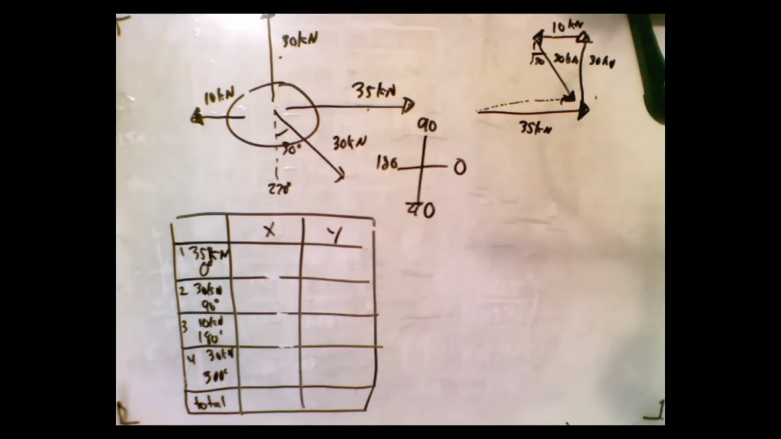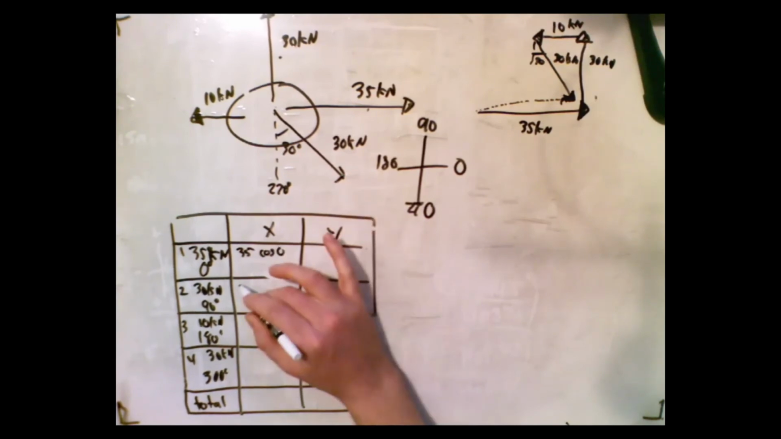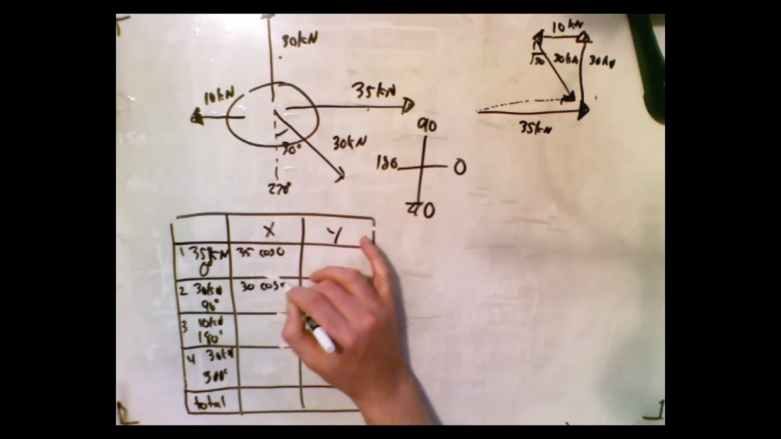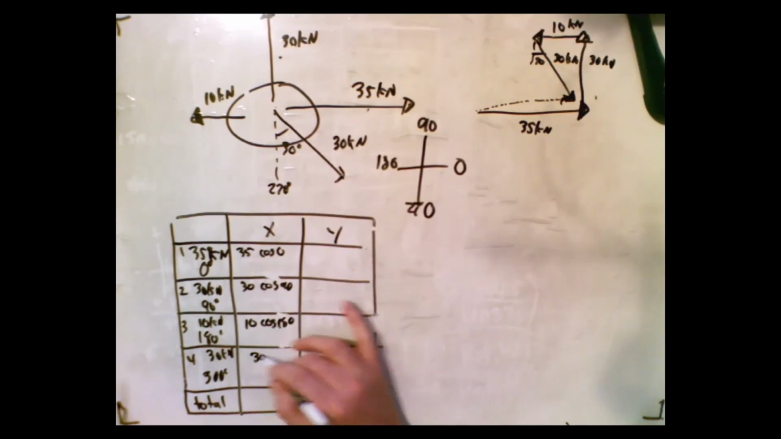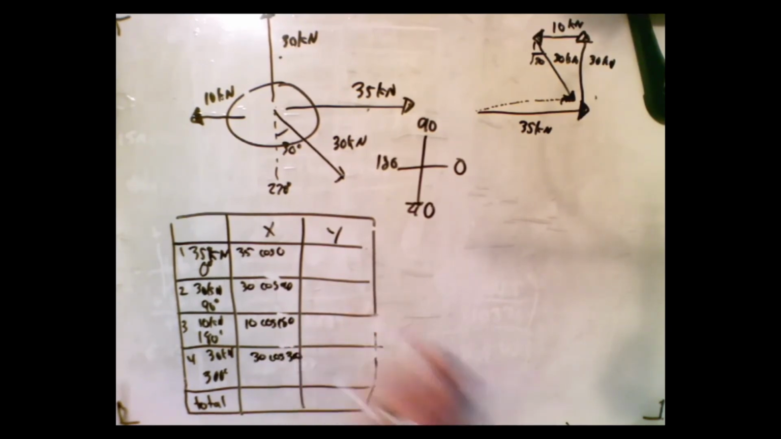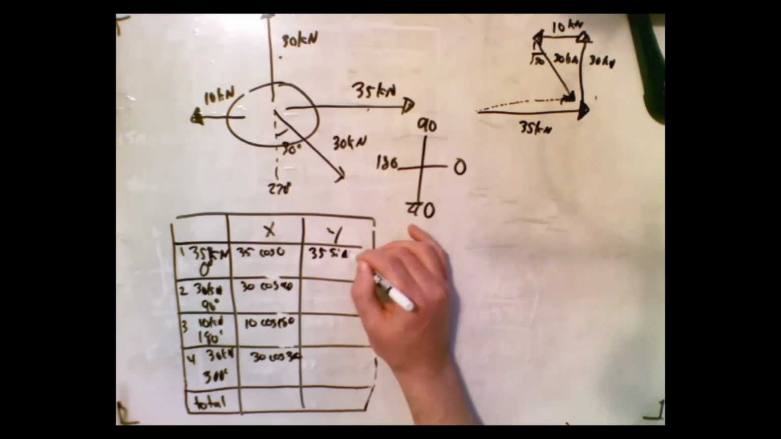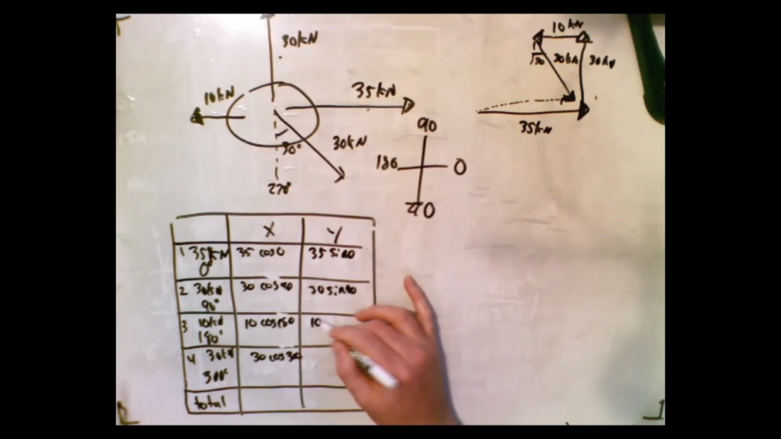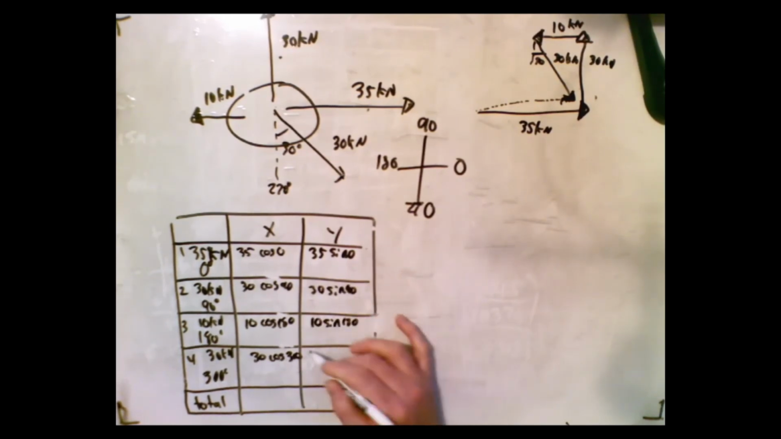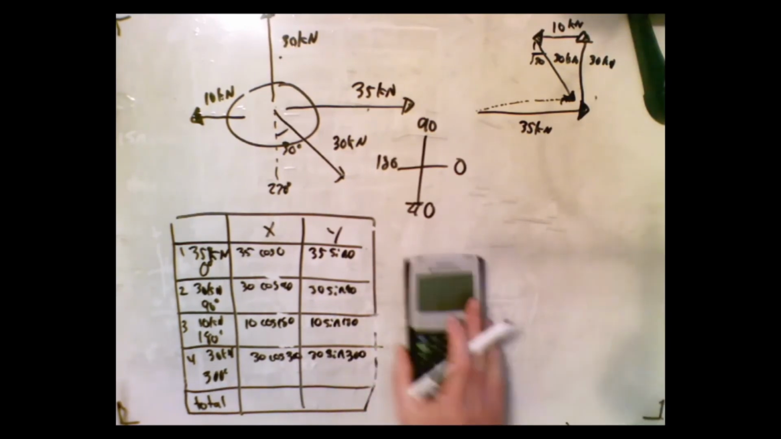So we can fill out our RCS chart. 35 cos 0, 30 cos 90, 10 cos 180, and 30 cos 300. And same thing for the y, 35 sine of 0, 30 sine of 90, 10 sine of 180, and 30 sine 300. So now we're ready to type those in.